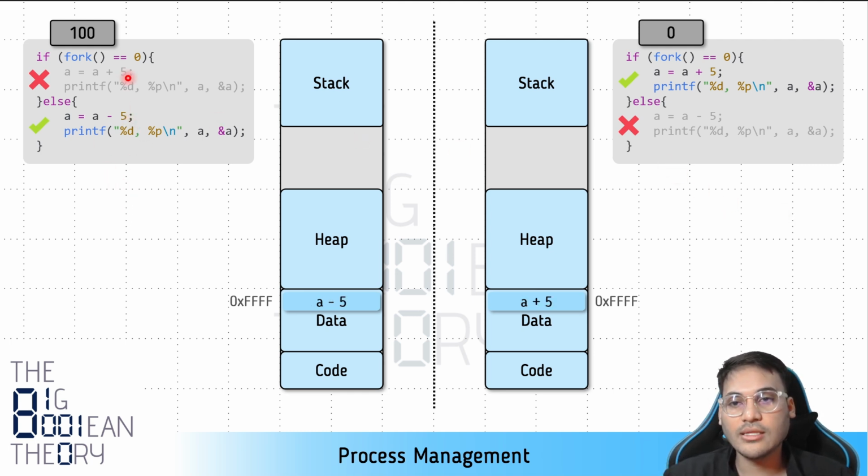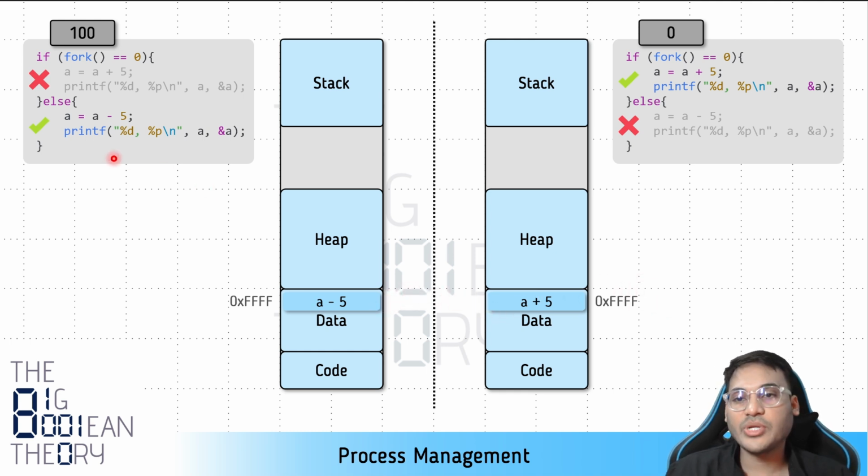So as you can see, in the parent process the value of a has changed to a minus 5. We are not concerned with the actual value of a. Whatever is the value of a, it will decrease by 5. And in the case of the child process, it will increase by 5. So before executing these statements, it was a in both parent and child. After these statements are executed, in the parent it becomes a minus 5, and in the child it becomes a plus 5, right? So the value of a changes.